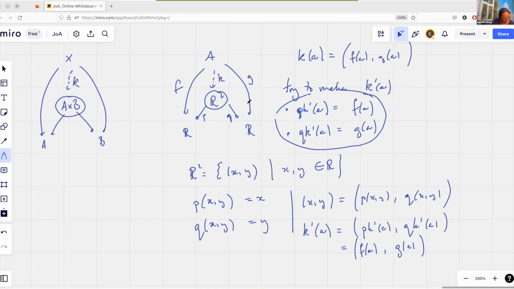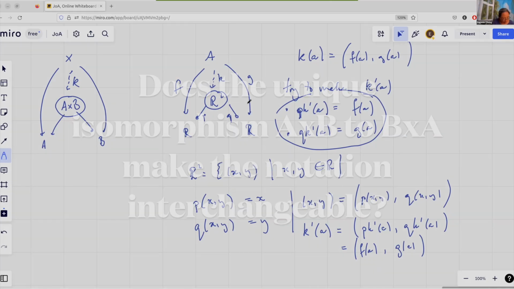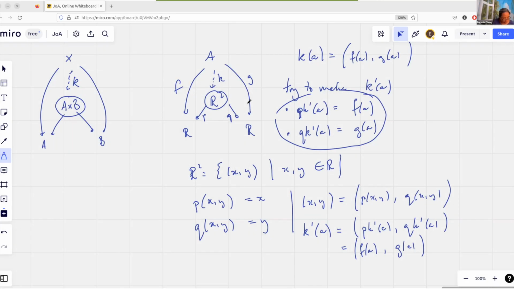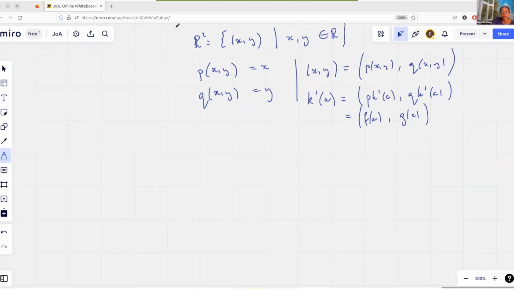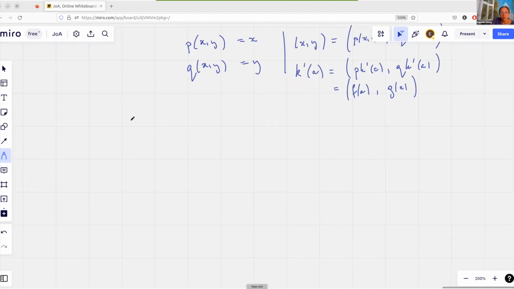And so the next question is, you mentioned the unique isomorphism between A cross B and B cross A. Does that isomorphism make the notation interchangeable? Or is it a matter of the context being worked in that determines whether the notation is interchangeable? Yeah, that is right. So this is a very subtle point. Thank you for mentioning it. And this is why I tried to make the point about the difference between Cartesian products and products.